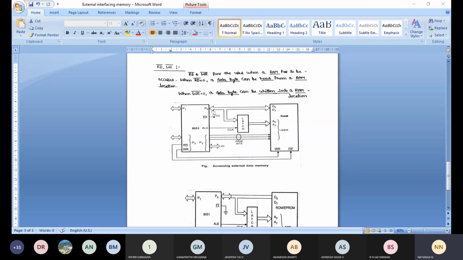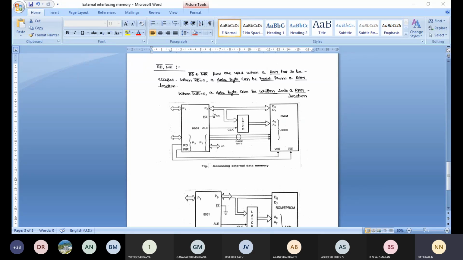We have two different categories when we apply the input from outside. When EA bar is equal to 0, it will be grounded, and the 8051 will fetch the address from 0000 to FFFF. In the case of EA bar equal to VCC, that is high, address from 0000 to 0FFF is accessed internally. But when EA bar is equal to 0, it will access the data from 0000 to FFFFH, directed to external ROM or EEPROM. That will be internal, this will be external. That is the difference.